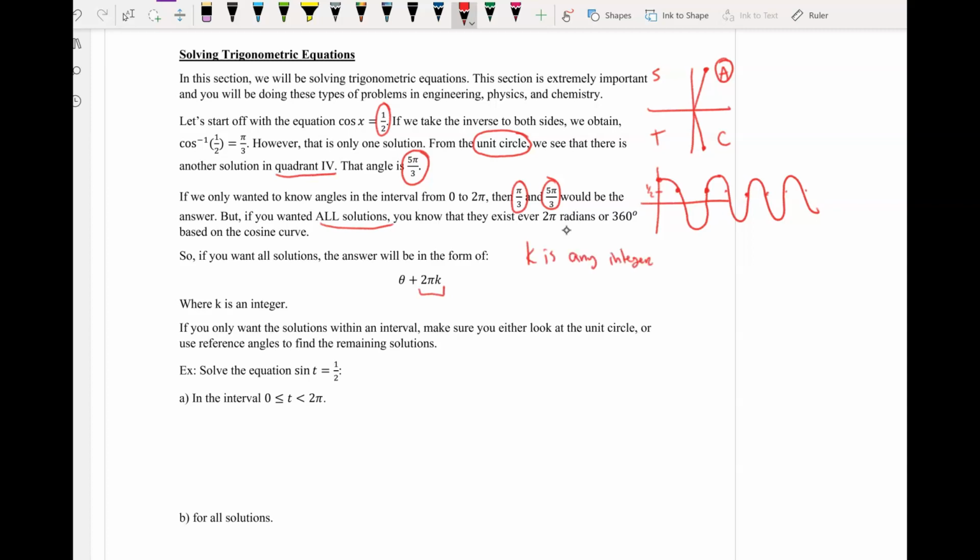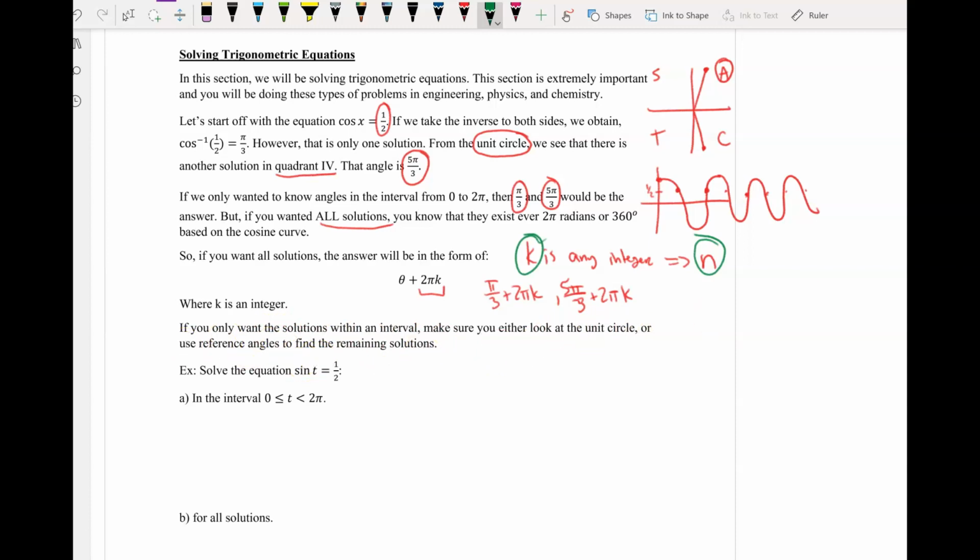So in other words, if you wanted all the solutions, then you would write pi over 3 plus 2 pi k, or 5 pi over 3 plus 2 pi k. So this will go ahead and give you all the solutions. Now, sometimes the k can be substituted with an n. Okay, so it really just depends on what they want. So in the homework, if they want k or they want n, just take note of it. What do they want? For this particular problem, we're going to use k. All right. So if you want the solutions within an interval, make sure that you either look at the unit circle or use reference angles to find the remaining solutions.